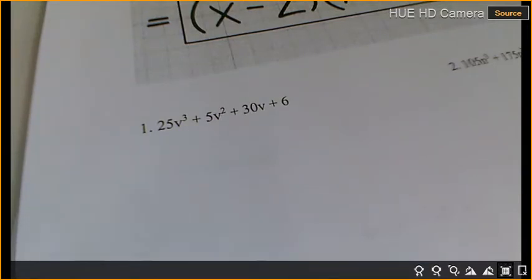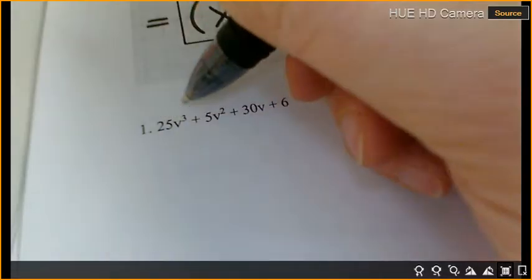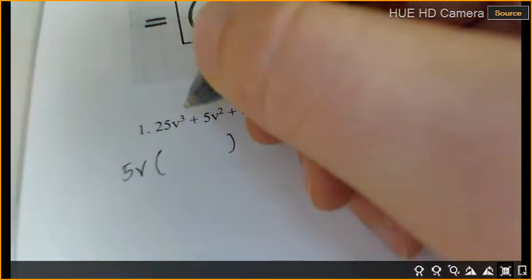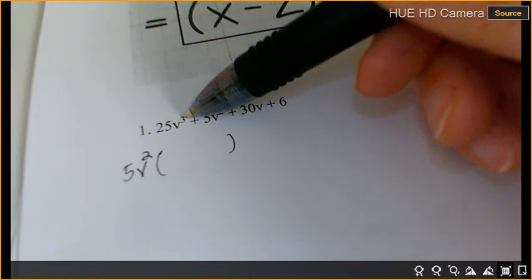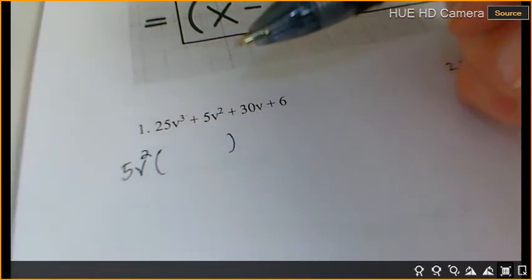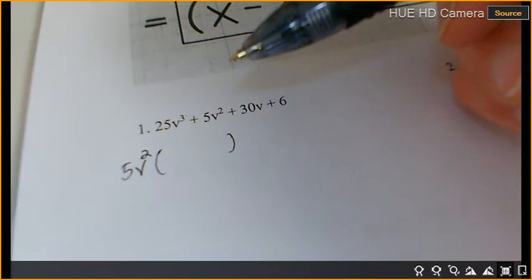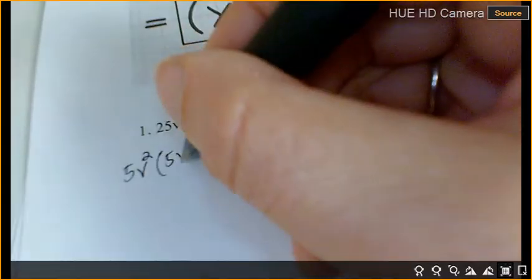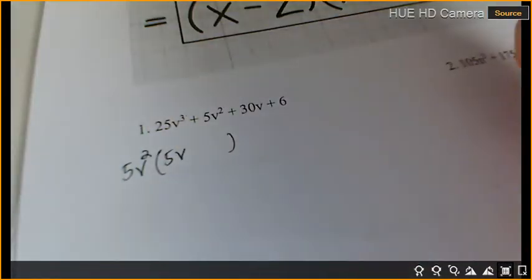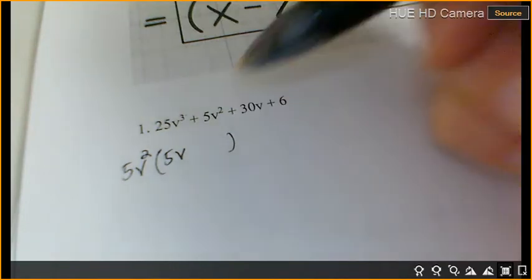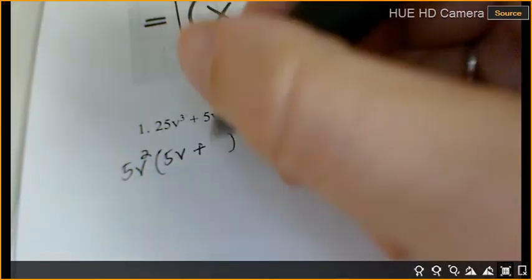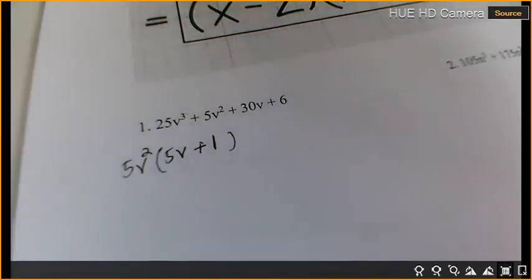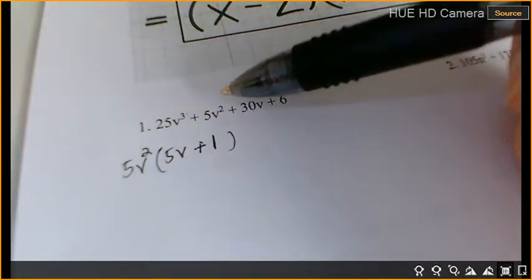We are going to pull out something from 25v to the third plus 5v squared. So 5v times what gives me 25v? I can probably do 5v squared. 5v squared times what gives me 25v to the third? 5 times 5 gives 25, so 5. And if we do a v, 5v squared times 5v is 25v cubed. 5v squared times what gives me 5v squared? 1. 5v squared times 1 gives me 5v squared.